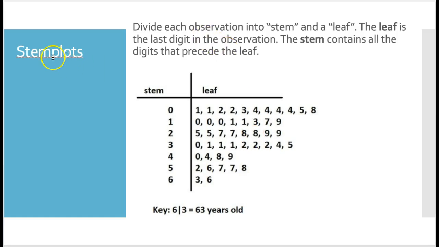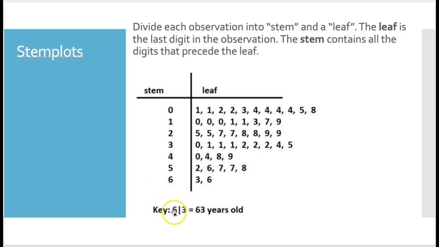In order to create a stem plot, we need to determine what is the stem and what is the leaf. The leaf is the last digit in the observation that we want to round to, and the stem contains all the digits that precede the leaf. In this data, we're just recording age. Down here there's a key, so these are the stems, and these are the leaves.